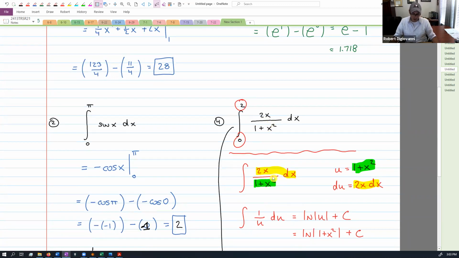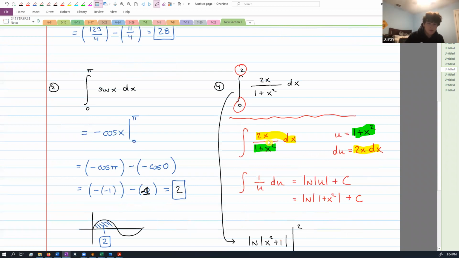So I rewrote the problem, and this is the part I think that you have to get comfortable with: this idea of looking for something and its derivative. So Naja had done this problem, and she had noticed that if you take 1 plus x squared, the derivative of that is 2x dx. Are you okay with that, Justin? Yes, sir. Okay, and then we just rewrite the problem.